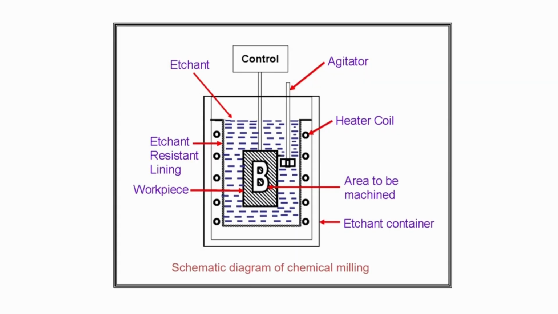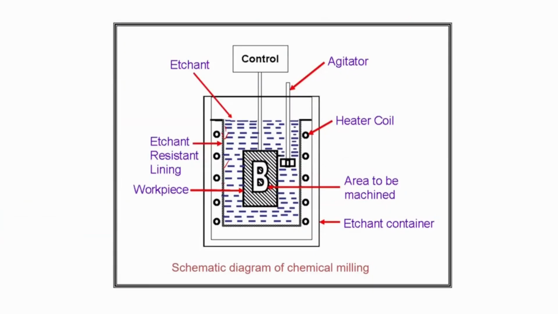So here you can see this is the etchant bath. On the internal surface of this etchant bath, you can see an etchant resistant lining is there, so that it should not chemically react with or dissolve the etchant bath material. So this kind of etchant resistant lining is given at the internal surface of the etchant bath. This bath is filled up with etchant, and this is the workpiece which is hanging from a rod.